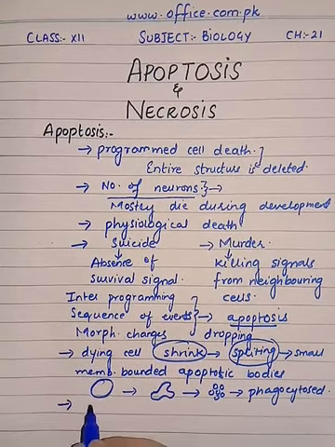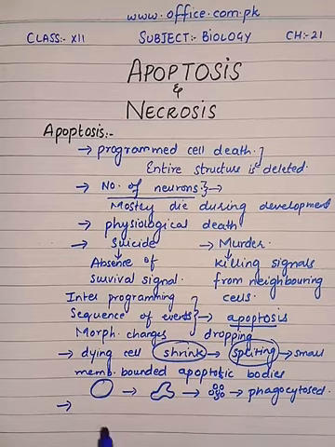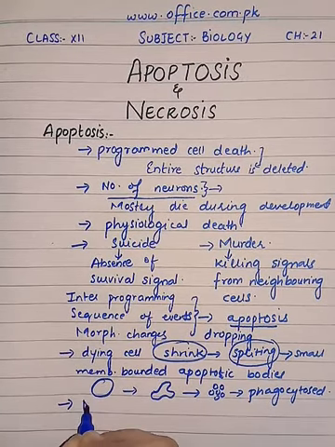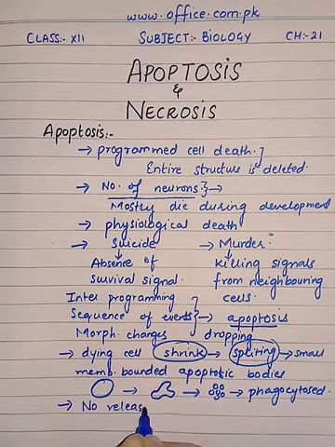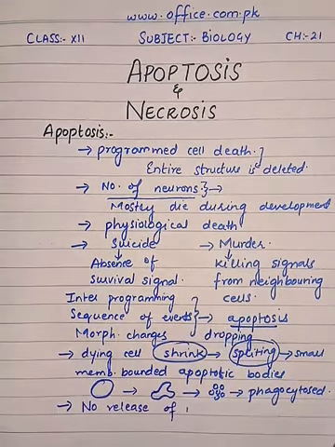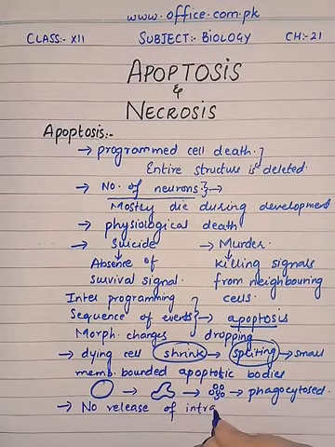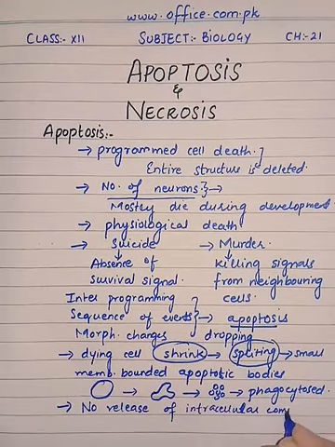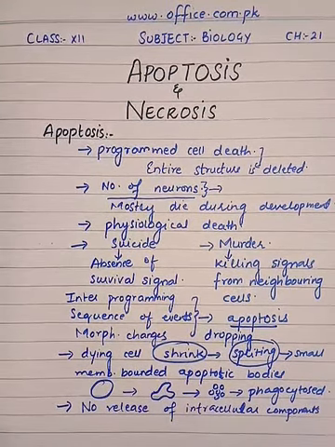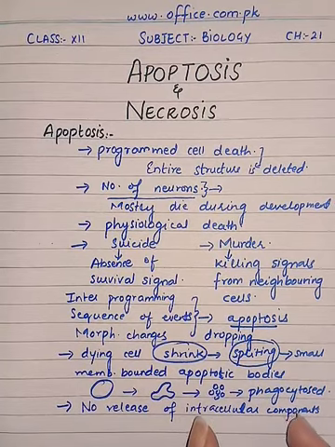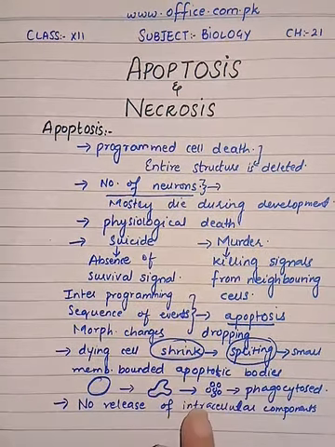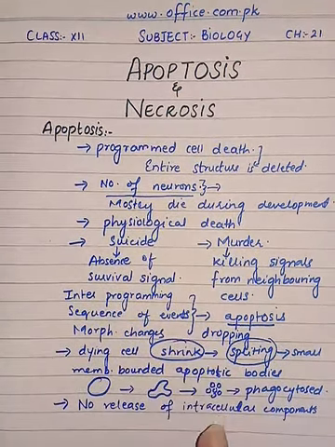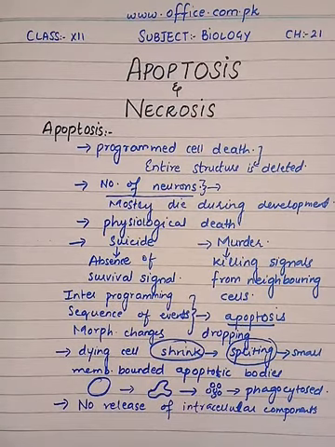The next important feature is that when a cell dies by apoptosis, it will not release its intracellular components. No release of intracellular components. Because the intracellular components are toxic, if they were released into the extracellular matrix, they would harm the other healthy cells. They would be damaging or deleterious to the neighboring cells.